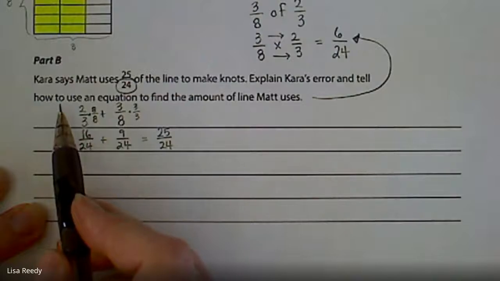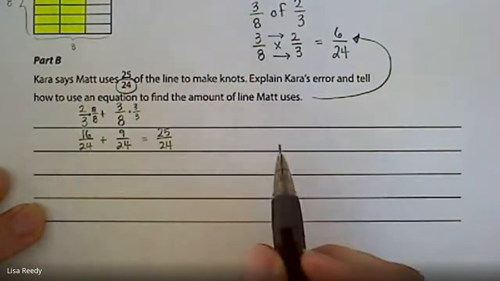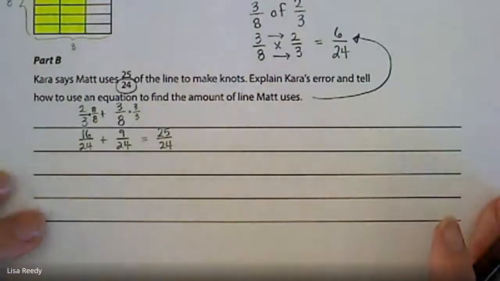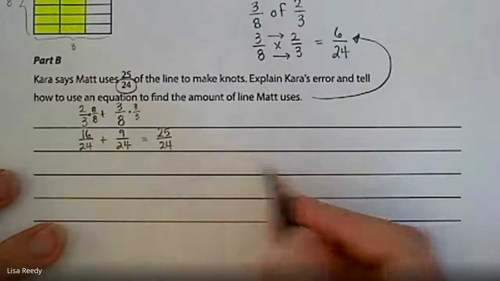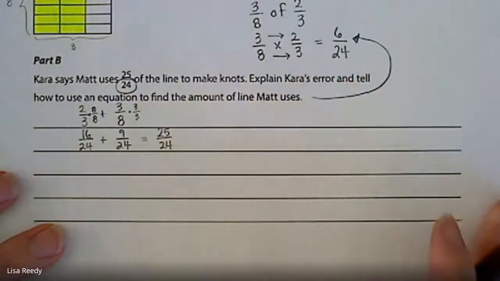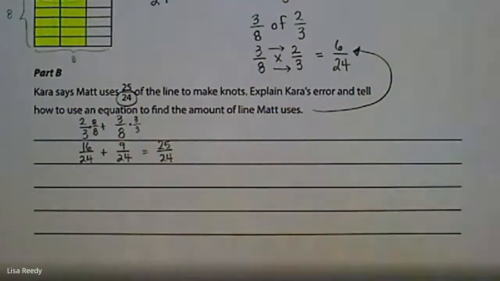And then the question says to explain her error and tell how to use an equation to find the amount of line that Matt uses. So what you would then do is describe that Matt should have used multiplication and multiplied across instead of finding a common denominator. Okay? So feel free to keep this out when you take your standards mastery. Good luck and take your time. Make sure you write your work down on paper. All right, good luck.